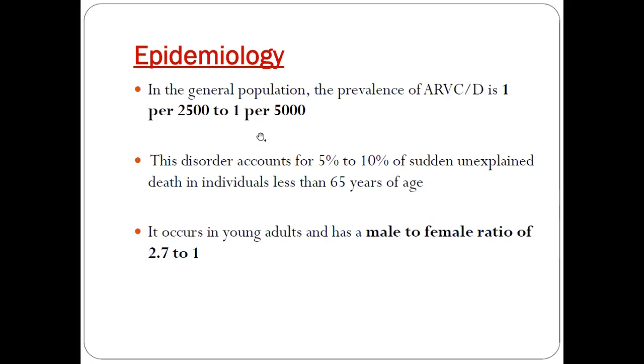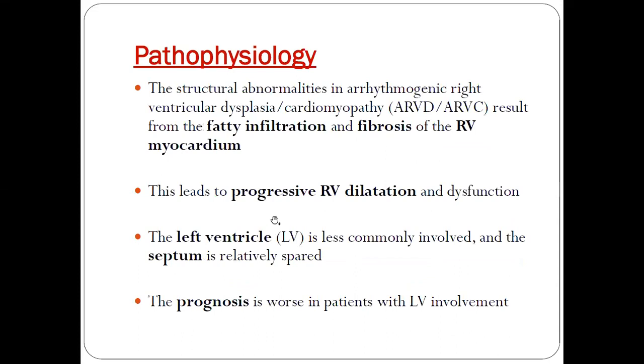It is seen in 1 per 2,500 to 1 per 5,000 of the population. This disorder accounts for 5 to 10% of sudden unexplained death in individuals less than 65 years of age. It occurs in young adults and has a male to female ratio of 2.7:1, which means it is more common in males.